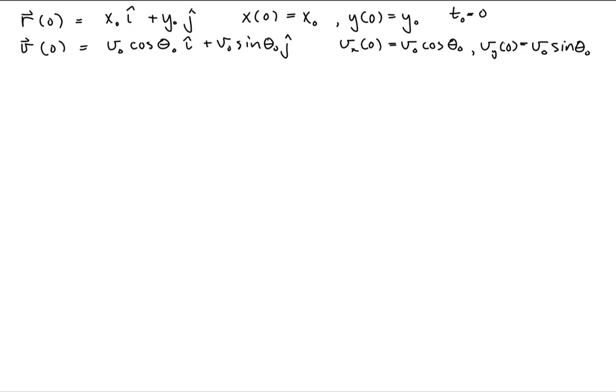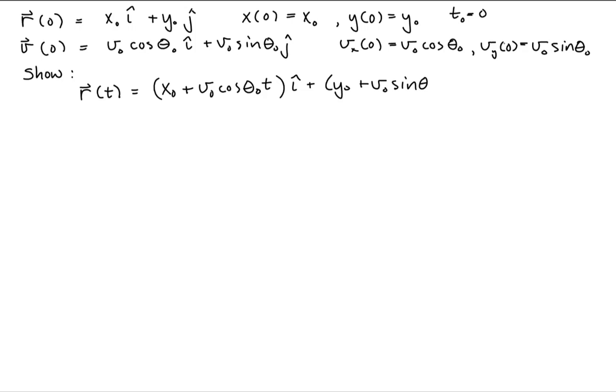We have to show that the position as a function of time given these initial conditions is equal to the position vector being x naught plus v naught cosine theta naught t for the x component and y naught plus v naught sine theta naught t minus 1/2 gt squared for the y component.